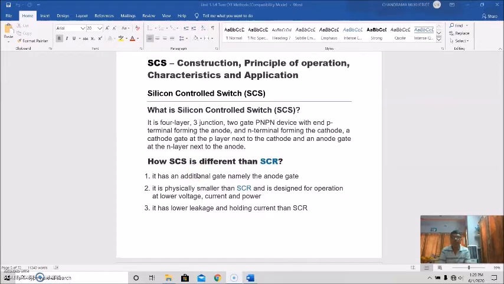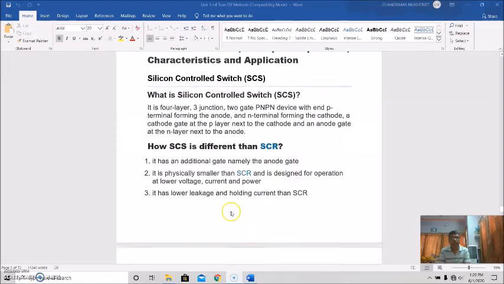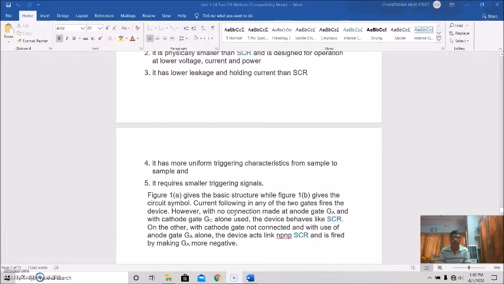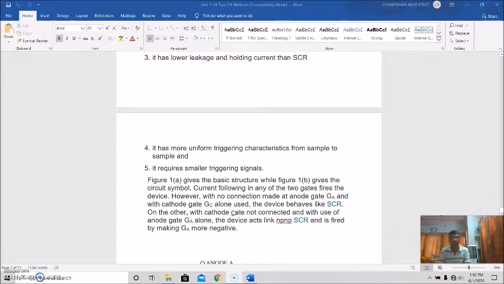So how SCS is different than SCR? Basically, it has an additional gate, namely the anode gate. Secondly, it is physically smaller than SCR and is designed for operation at lower voltage, current and power. It has lower leakage and holding current than SCR. It has more uniform triggering characteristics from sample to sample and it requires smaller triggering signals.